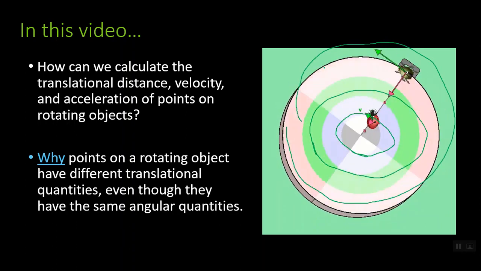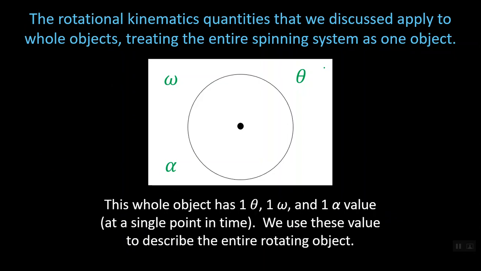So all of the rotational kinematics quantities that we have discussed so far, we have been applying to whole objects. We have been looking at the entire object as one spinning system. So let's say I have this circular object here. It might rotate through a certain angular displacement theta at a certain angular velocity, and maybe it is speeding up and slowing down and has a certain angular acceleration. We have been saying this entire object is experiencing these angular quantities.